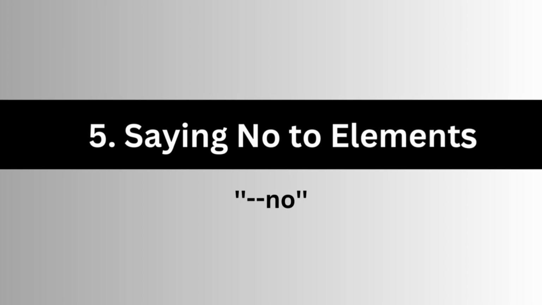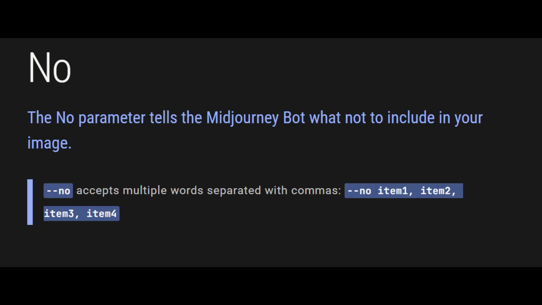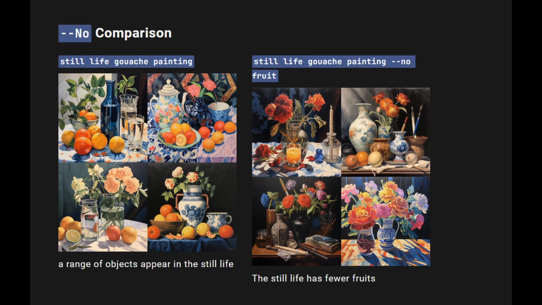Number 5. Saying no to elements. Negative prompting is a breeze with the --no parameter. If you want to remove specific elements from your image, let's say plants, you can simply use this parameter to achieve your desired results.